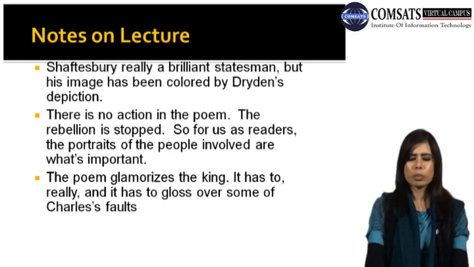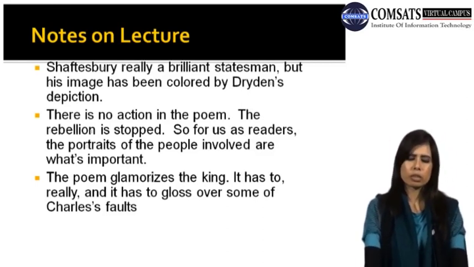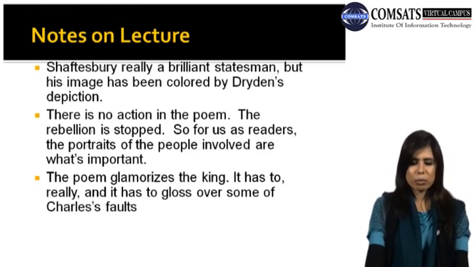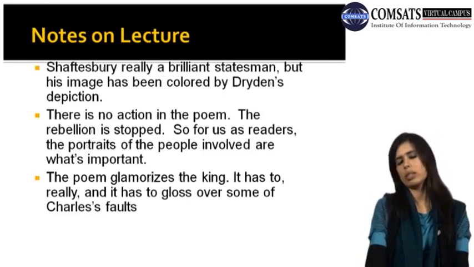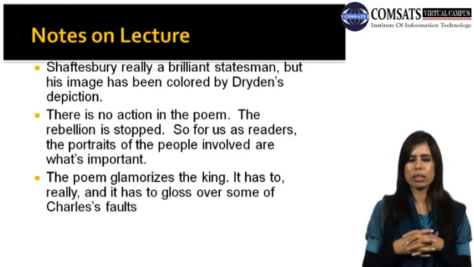Notes on lecture. Shaftesbury relied on brilliant statesmen, but his image had been colored by Dryden's diction. So basically he took the same idea that was present in Dryden's poetry. There is no action in the poem. The rebellion is stopped. So for us as readers, the portraits of the people involved are what's important. The poem glamorizes the king. It has to really, and it has to gloss over some of Charles' faults as well. So my dear students, here you can see this is a commentary on his work, that is notes on lecture.